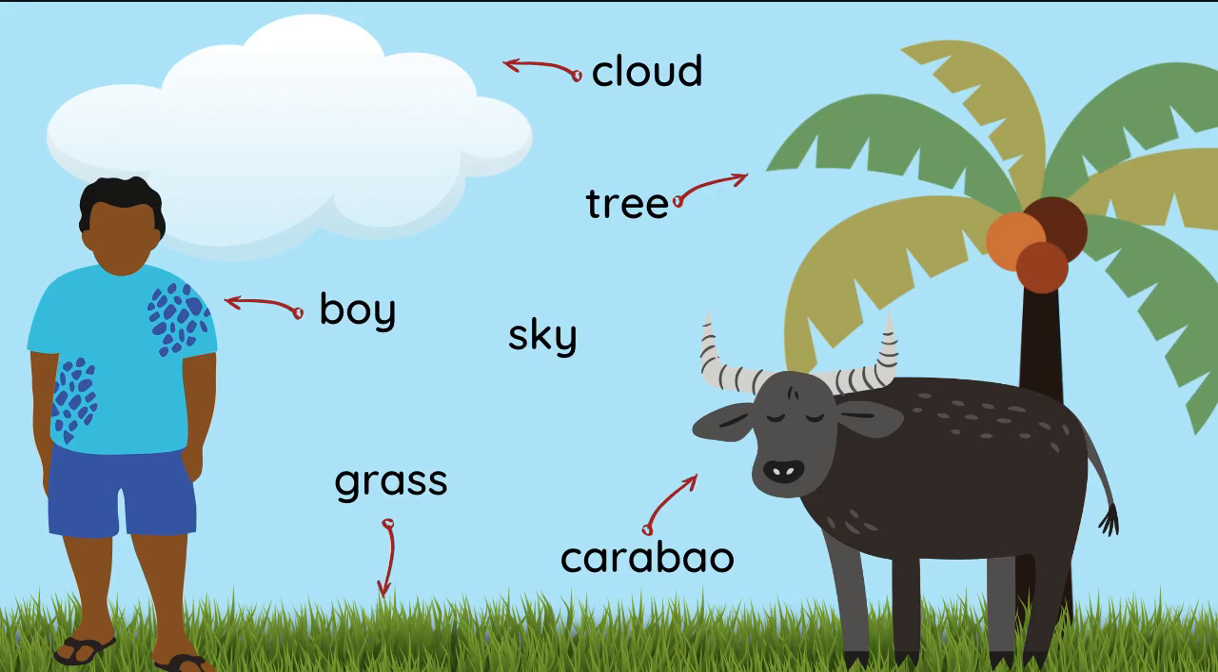Here are all the nouns in this picture. Now, the nouns that are in this photograph that are things are the grass, the sky, the tree, and the cloud. The noun that names a person is the boy. And the noun that names an animal is the carabao.